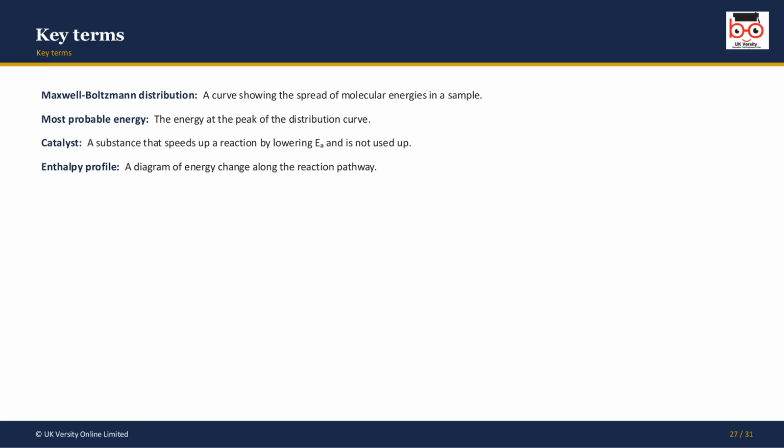Let's gather a few more terms. The Maxwell-Boltzmann distribution is the curve showing the spread of molecular energies in a sample. The most probable energy is simply the energy at the peak of that curve. A catalyst is a substance that speeds a reaction up by lowering the activation energy and isn't used up. And an enthalpy profile is a diagram of the energy change along the reaction pathway.